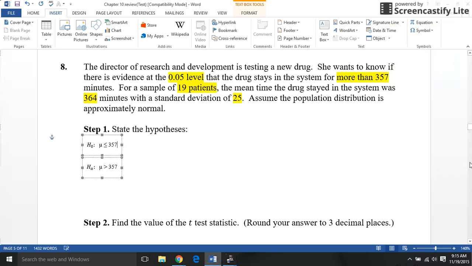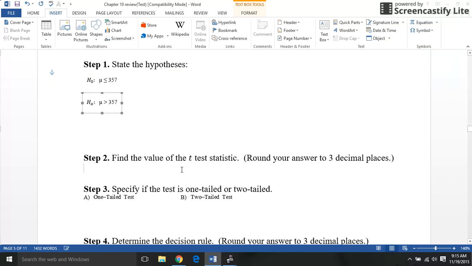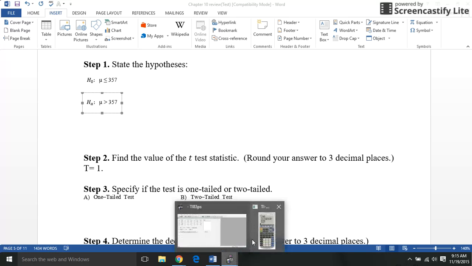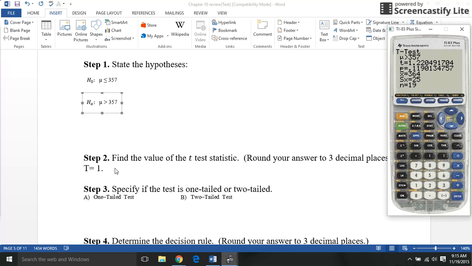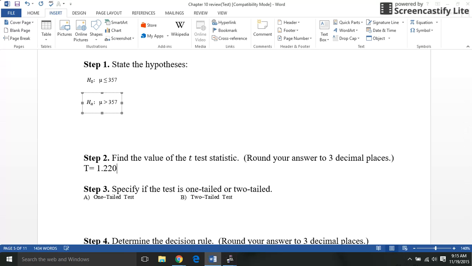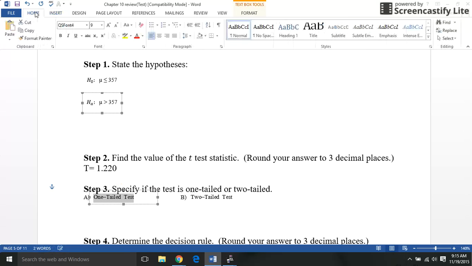So let's go down here. So t equals 1.220. Okay. I know this is a one-tailed test. I know it's a one-tailed test because of this symbol right here in the alternative hypothesis. That shows me it's a greater than series.